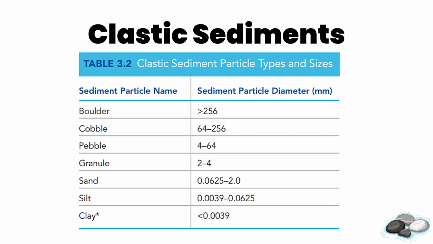In our local language, these are all called balas. But there are many kinds of balas. The balas, or lupa, can be given different names depending on their size. They can be called boulder, cobble, pebble, granule, sand, silt, or clay.